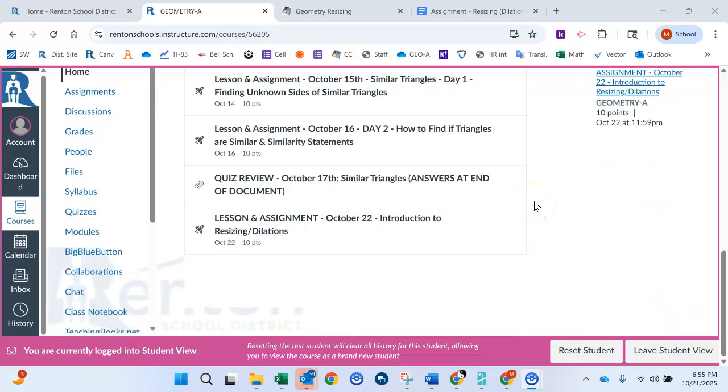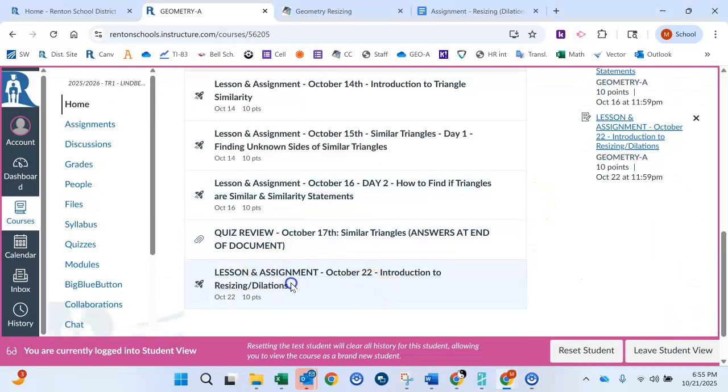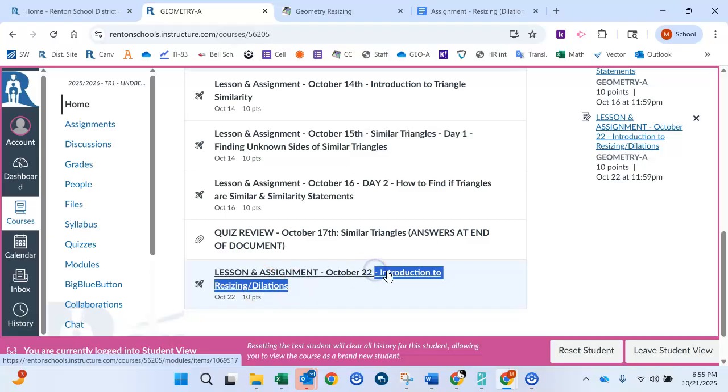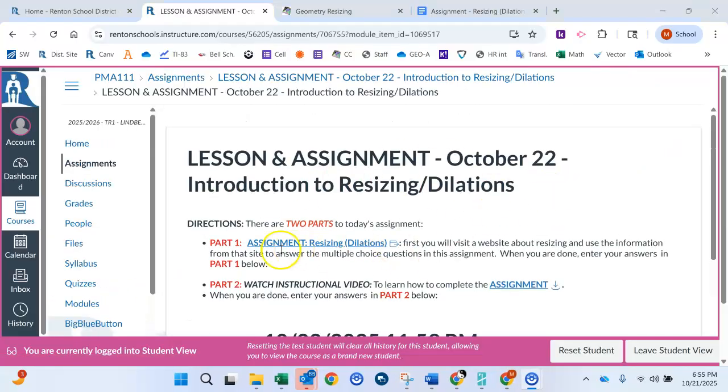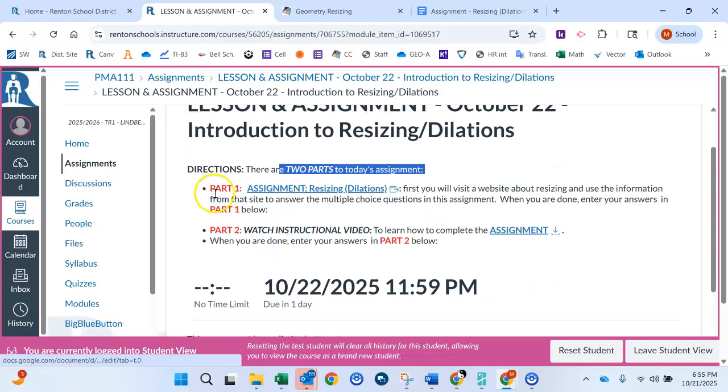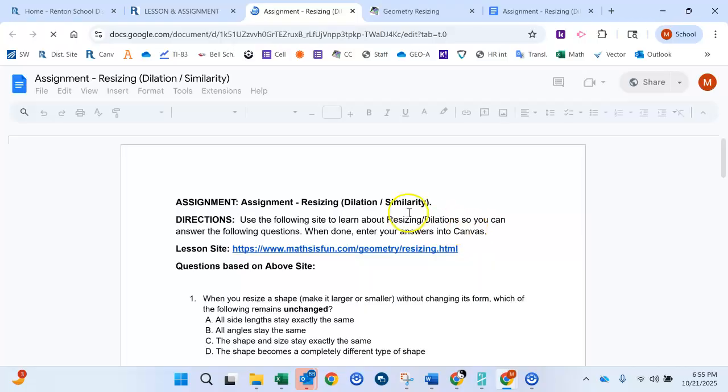Okay, today we are going to be doing this assignment here, Introduction to Resizing and Dilation. So open that, please. Okay, the first thing you definitely want to do is part one. There's two parts today, okay? And you definitely want to start by doing part one. So that's this website right here, or this assignment.